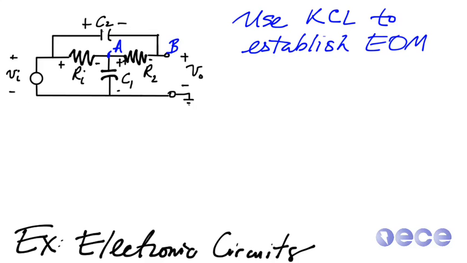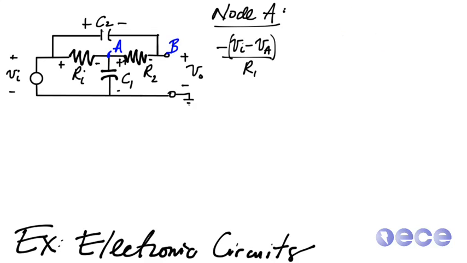So, based on this, we'll delve back into the depths of our memory to determine if we can remember Kirchhoff's current law. We're going to use this to establish the equations of motion for this circuit in terms of the input and output voltages. So with this in mind, let's go ahead and define the currents coming out of node A.